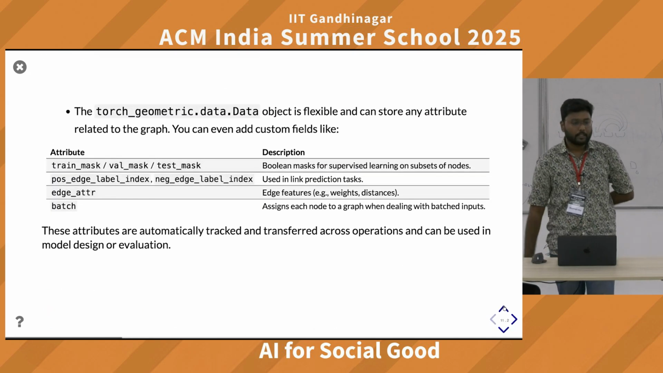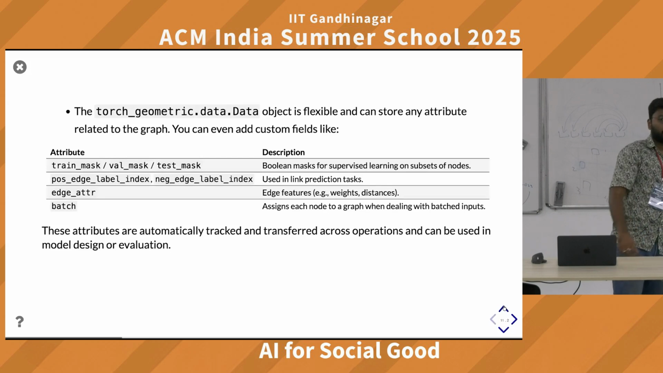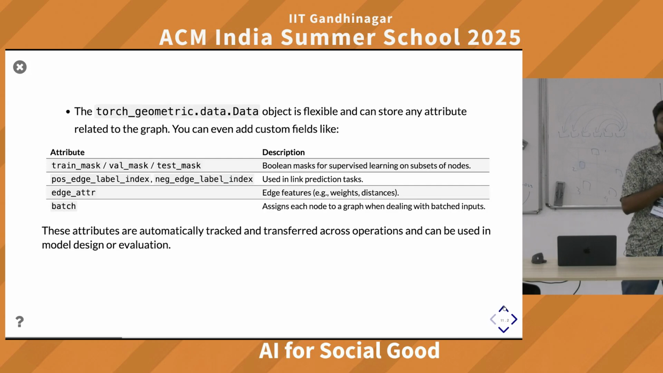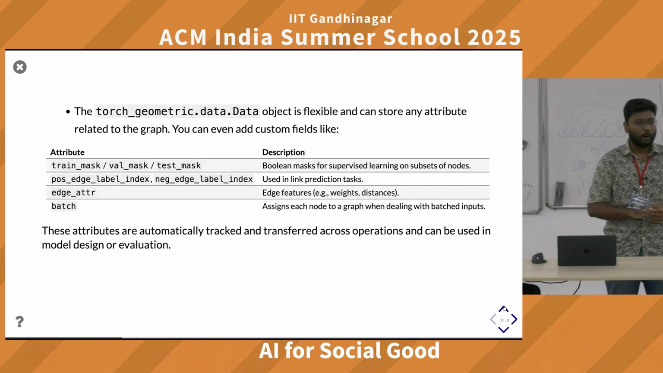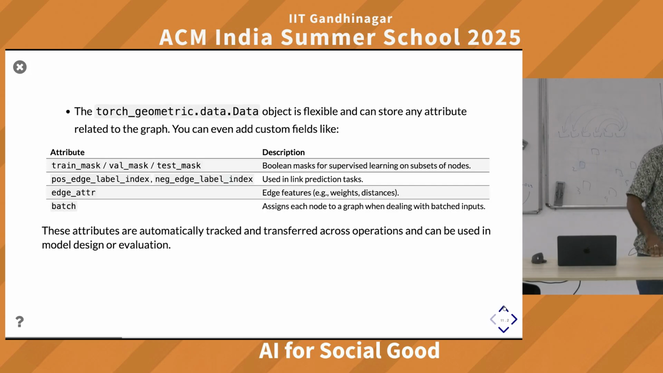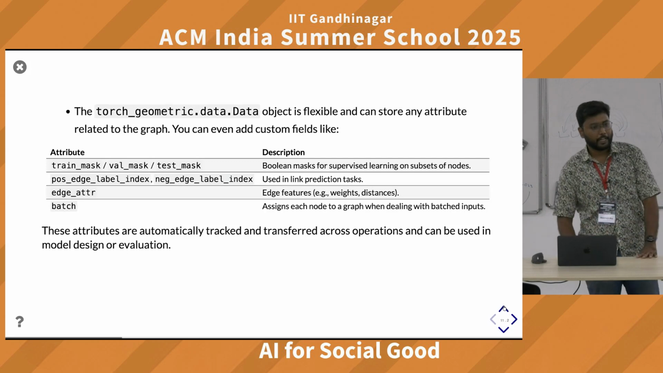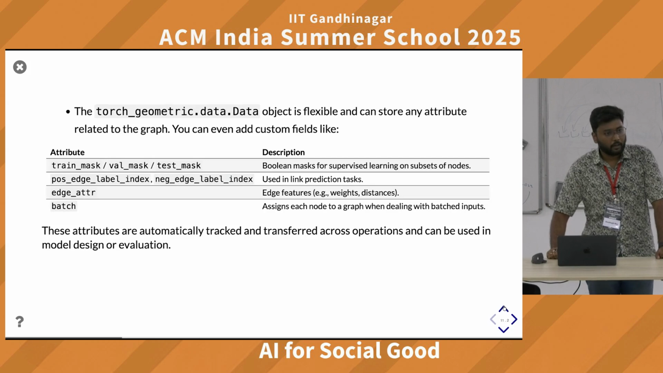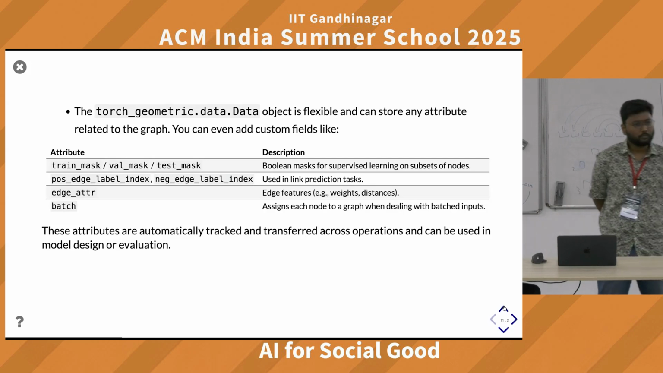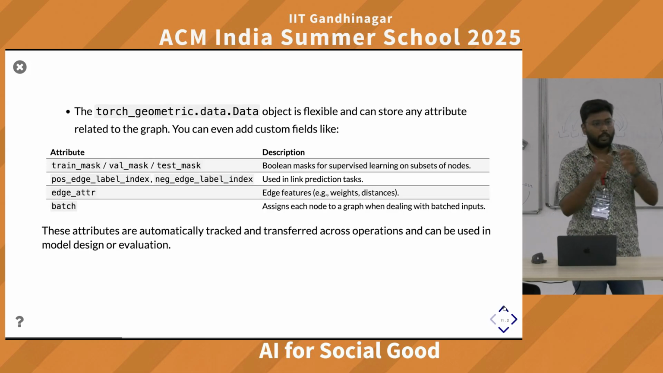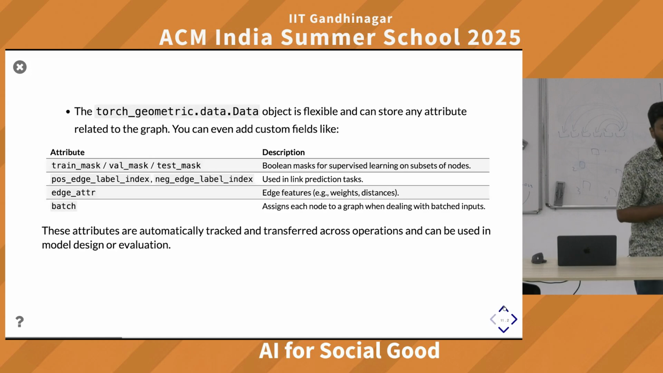So val mask, we will come to it in the experiment part. Given a graph, let's suppose you have 1000 nodes. Out of those 1000 nodes, you want to keep, let's suppose, 100 nodes as train nodes, 500 nodes as validation nodes, and the rest as test. The connections are there. You are just stating, so it's basically a Boolean vector which states which nodes are validation and which nodes are not.